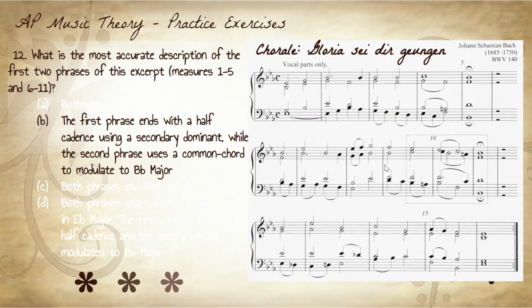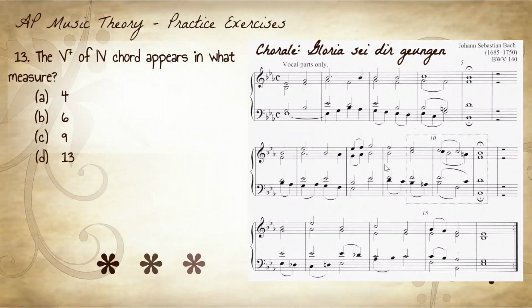Correct answer is B. The first phrase ends with a half cadence using a secondary dominant, while the second phrase uses a common chord modulation to shift to B flat major and ends with a perfect authentic cadence. Both phrases start in the key of E flat major, the first phrase with the tonic and the second phrase with a dominant seventh. Phrase 1 ends with the temporary tonicization of B flat with the 5/5. Phrase 2 modulates to B flat using the E flat chord on beat 3, measure 8 as the pivot, and ends with a perfect authentic cadence.